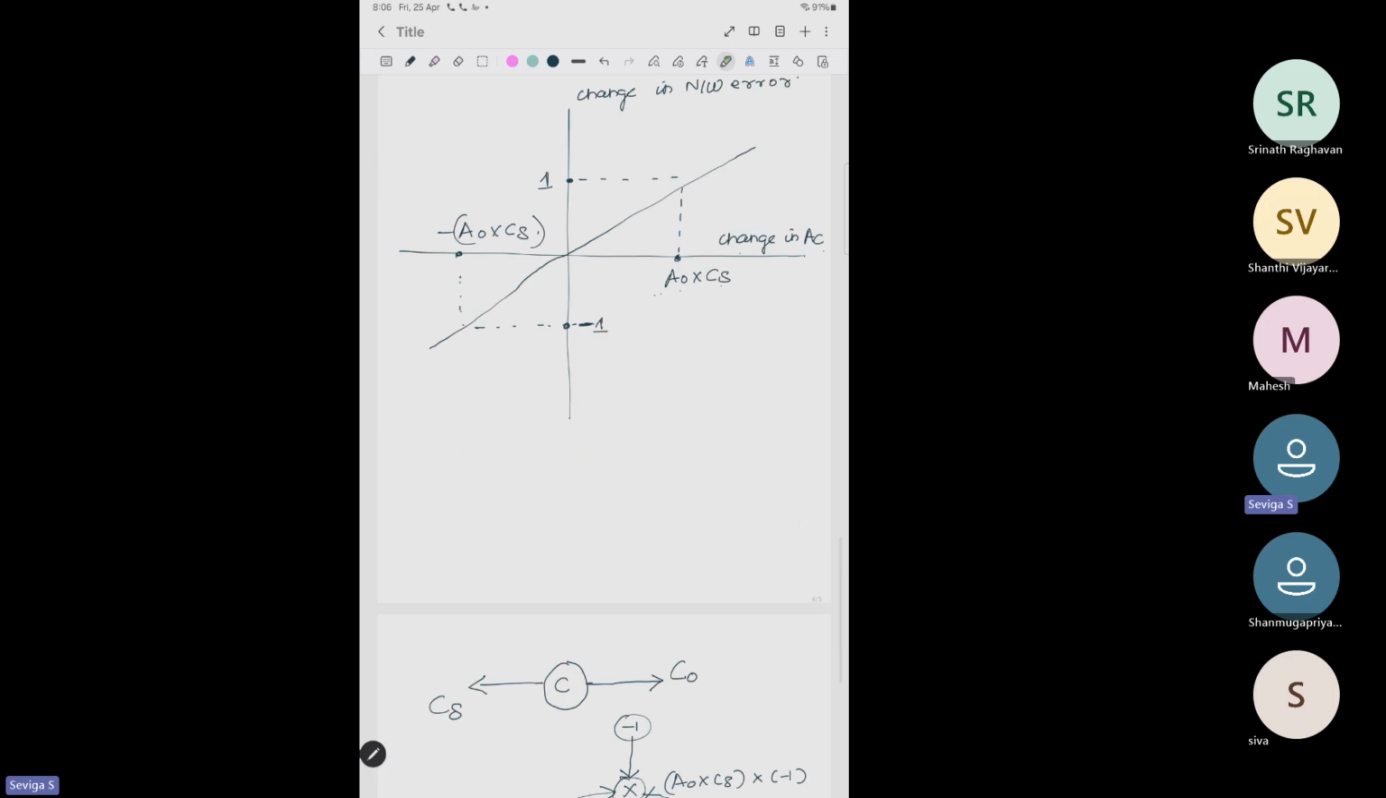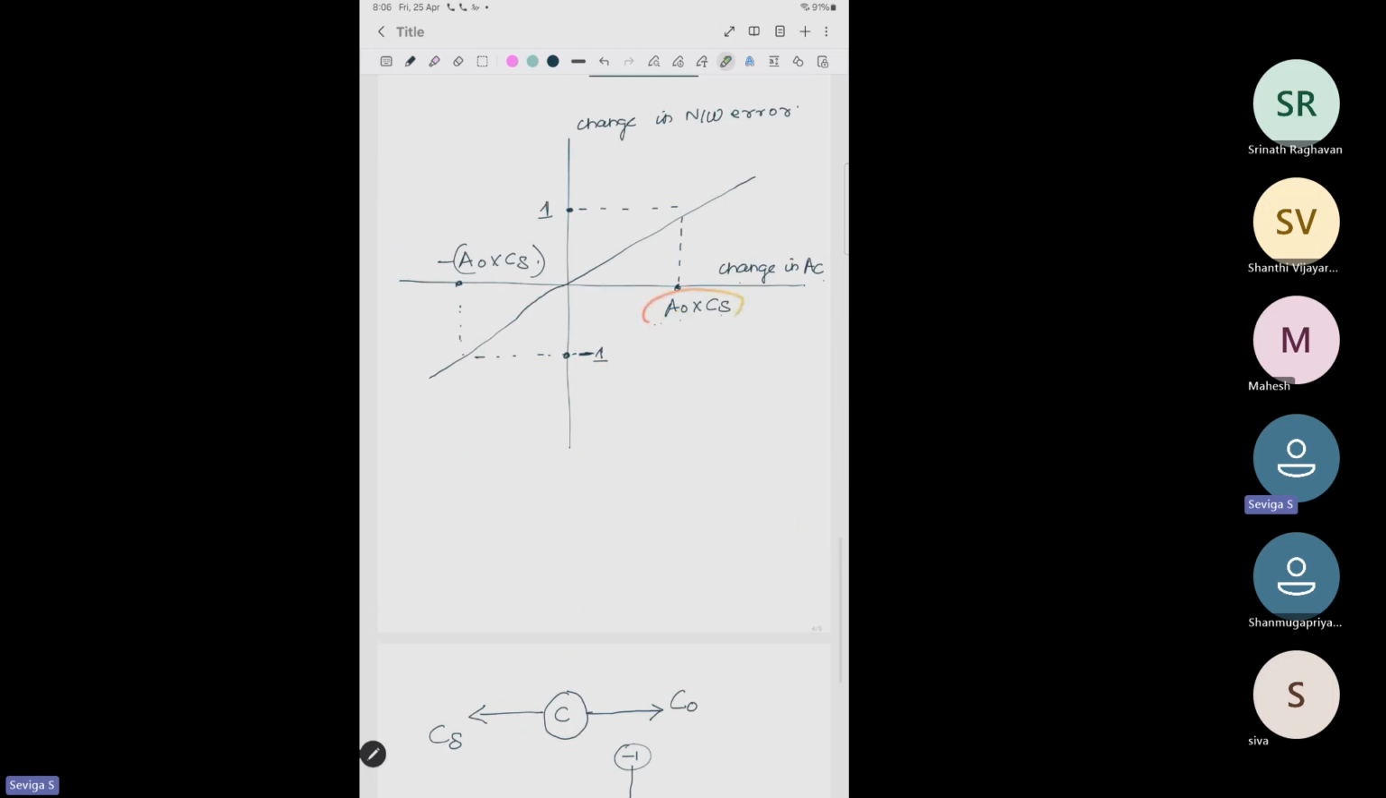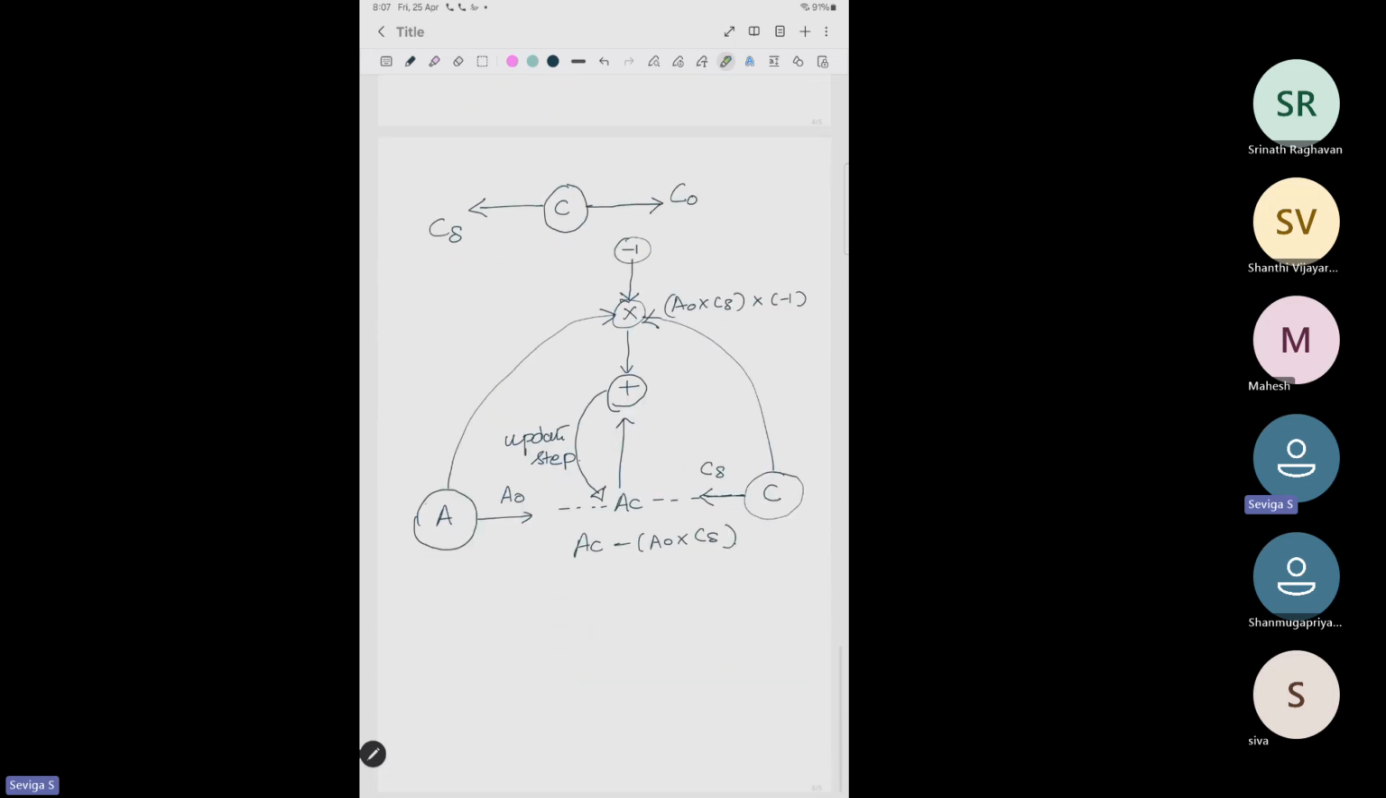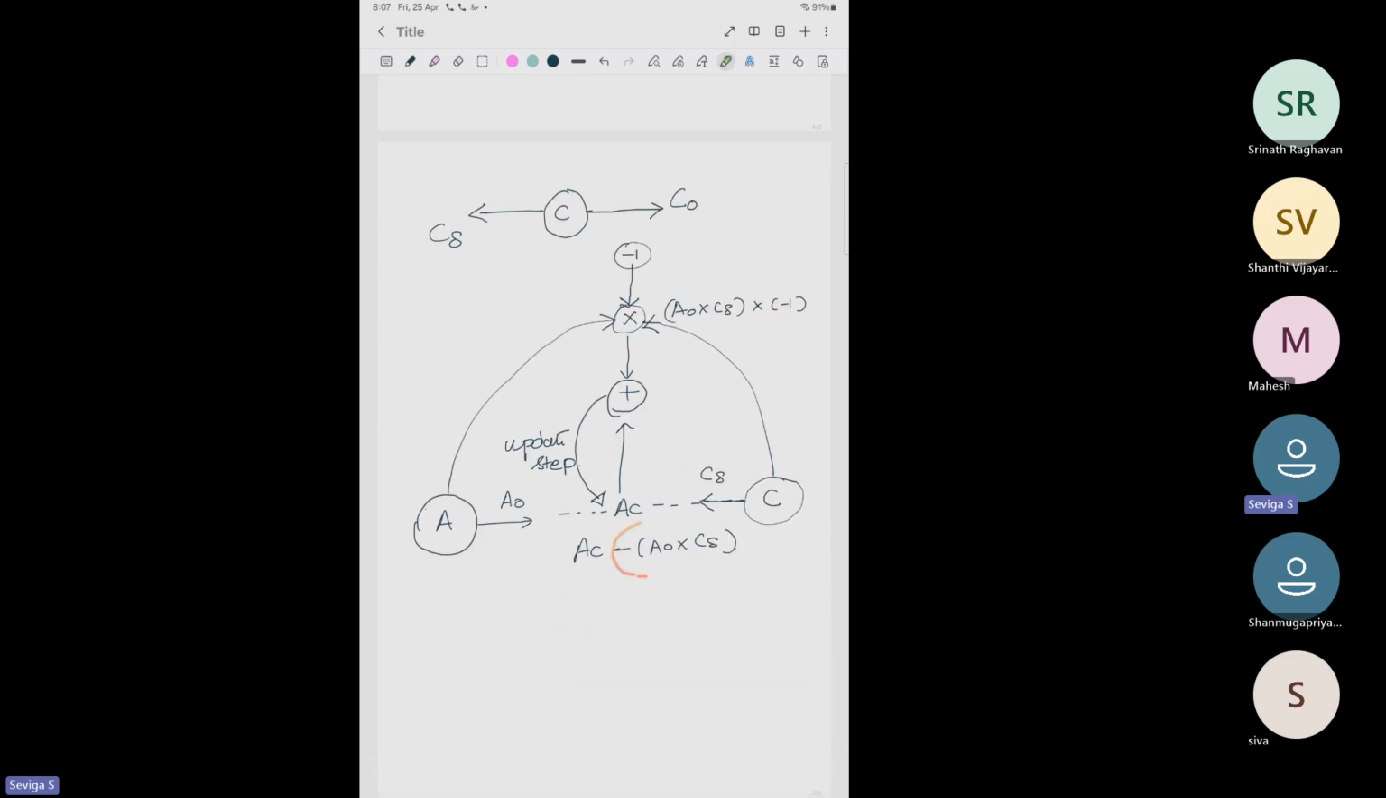So now what we understood is, if the change in the weight is going to be minus A naught into C delta, then the error will decrease by minus 1. So we want to decrease the error by minus 1. So what I'm going to do is subtract minus A naught into C delta from the AC value.